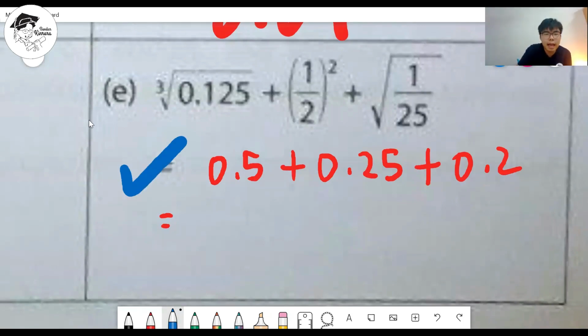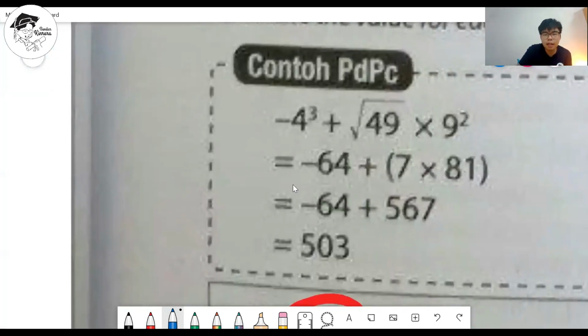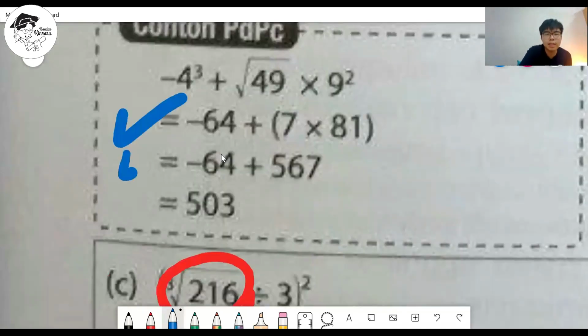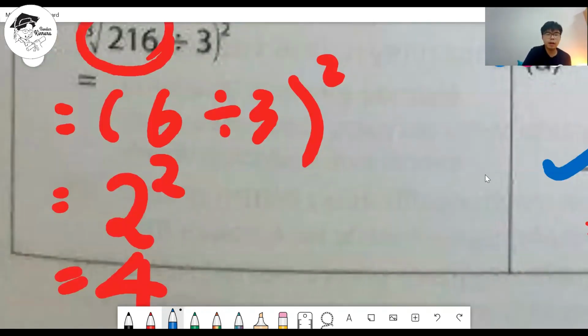But for these steps, show to the teacher. You must show to the teacher this one. You will get 2 marks, then you must show to the teacher this one.